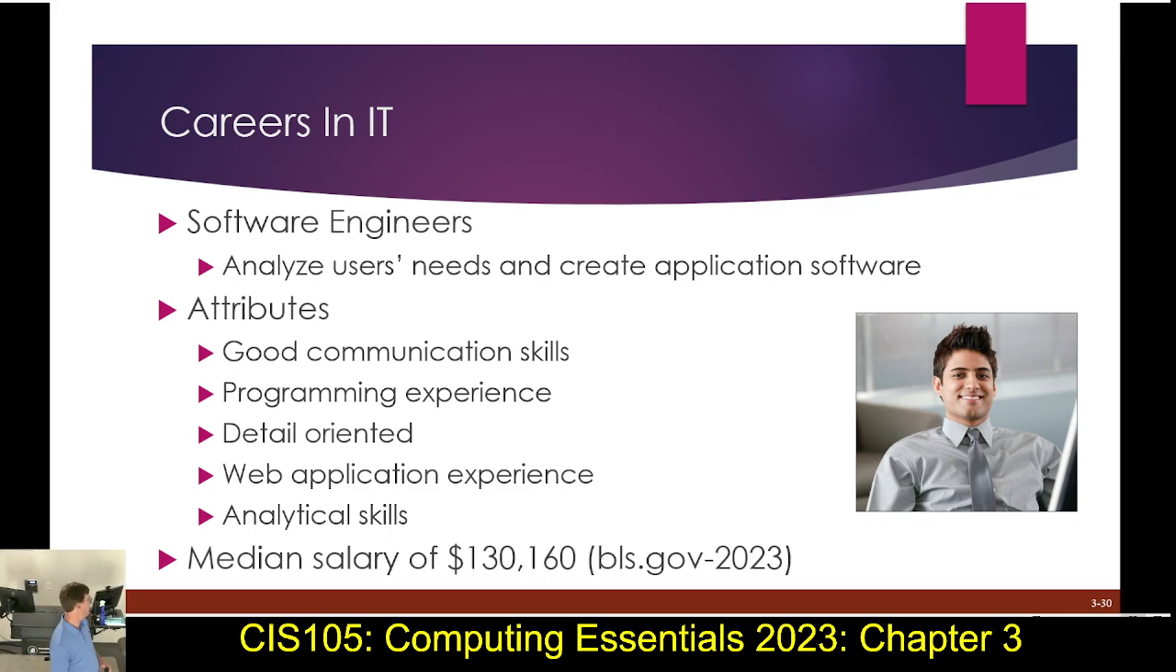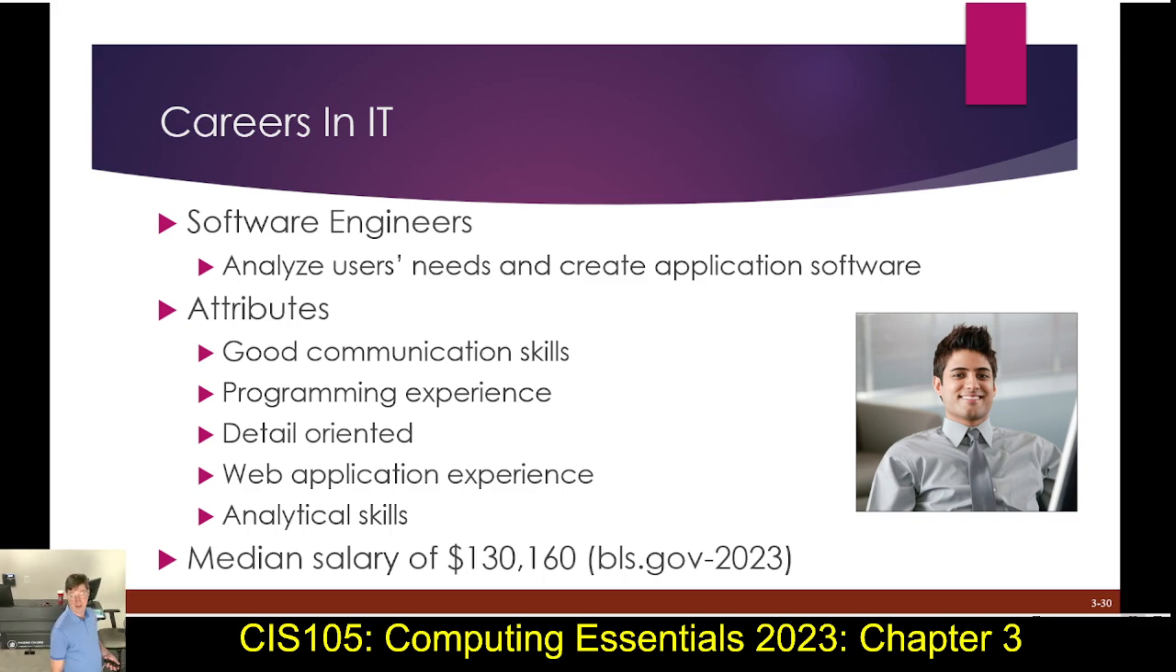But keep in mind the different attributes that you need to be a software engineer. Good communication skills, that's every job. Some programming experience. Some of you are like, where am I going to get programming experience? Take the classes, right? Start building stuff. Make a portfolio of stuff. You start getting the experience.